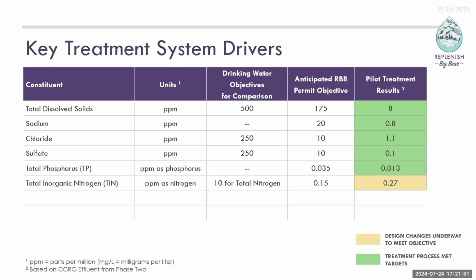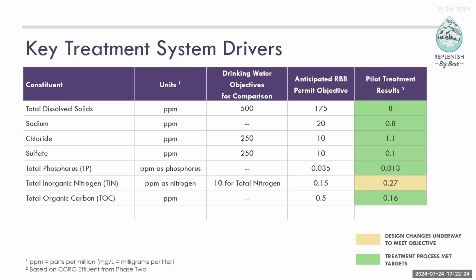Anticipated objective for Replenish Big Bear being 0.15. This is the one that we did not meet through the pilot, at 0.27. And the note there is that design changes are underway to meet the objective. This is also essentially approaching the limit of technology. There are alternatives that we'll discuss later in the presentation of how we can tackle that. We piloted a couple different processes, barriers of treatment for nitrogen, so we'll highlight what we can do moving forward on that.